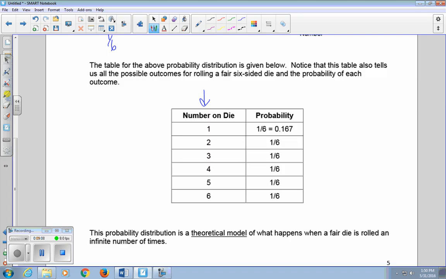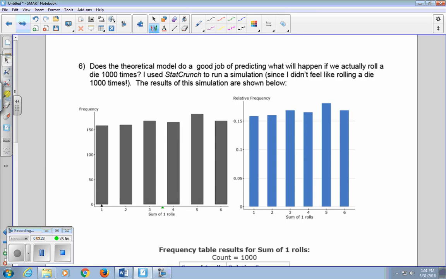This probability distribution that we're looking at is a theoretical model of what would happen when a fair die is rolled an infinite number of times. So it's not actual data, but rather the theoretical model of rolling a die.